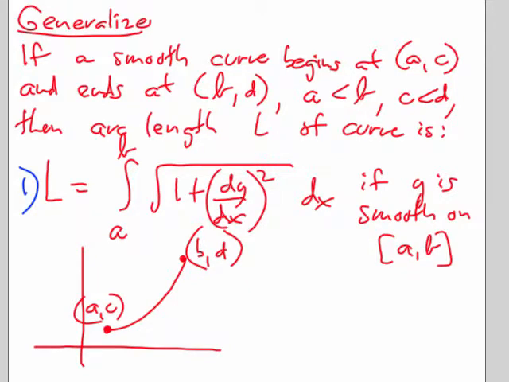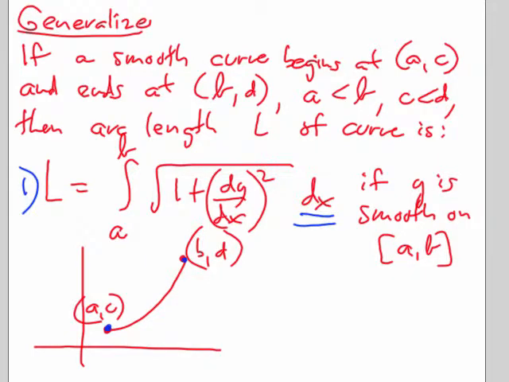So just to generalize what we've said, if we have a smooth curve that begins at this point and goes to this point, then the arc length, as we call it, the length of the curve, is given by this formula, as long as our equation y of x is a smooth one. Okay, and this is doing it in terms of x.